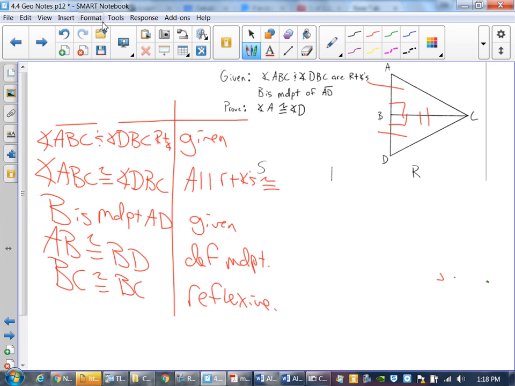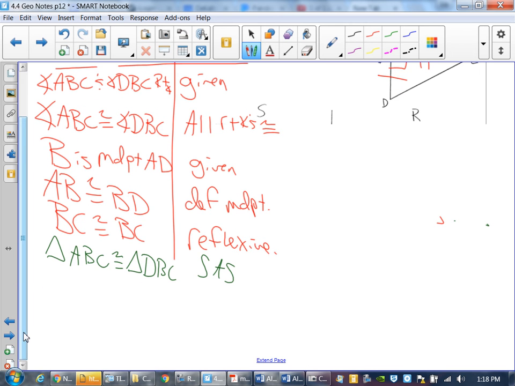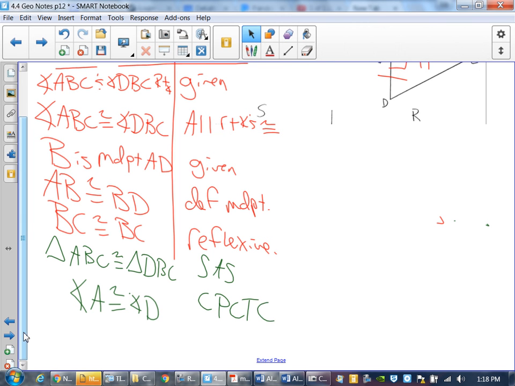Do you have two triangles that are congruent? How? Side angle side. Okay, so triangle ABC, DBC. Why does it say prove angle A is congruent to angle D? Because that's how you know you have to do the CPCTC. First you have to prove the triangles are congruent, and then you do that. That makes sense now.